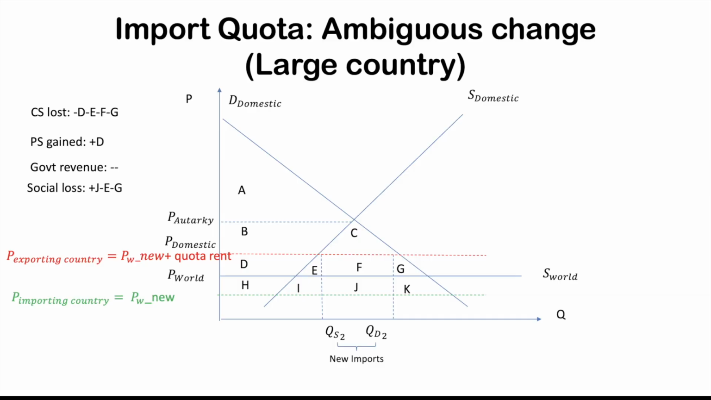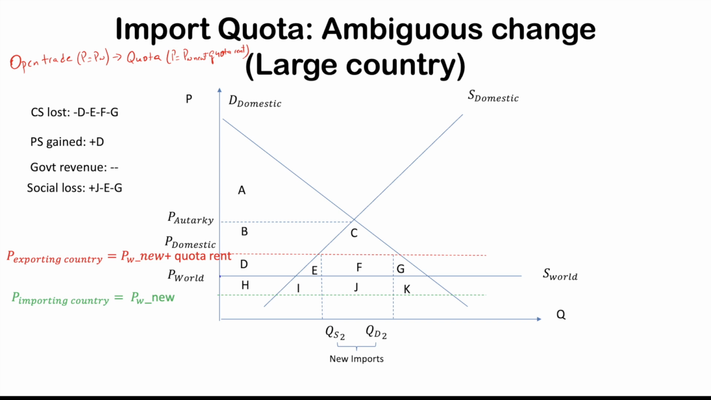Let's show what happens when an import quota is imposed. In a large country, this will lead to an ambiguous change, which means that it could result in a loss or it could result in a gain. Here we're going to show what happens when we go from open trade, where the price is PW, world price, to a quota, where the price is actually PW new plus quota rent. So it's an additional amount added to the price because of this quota.